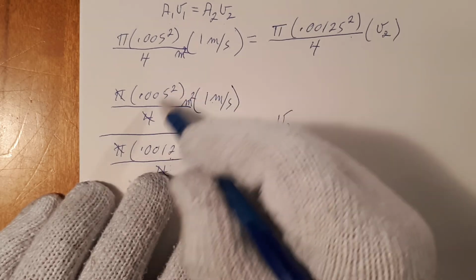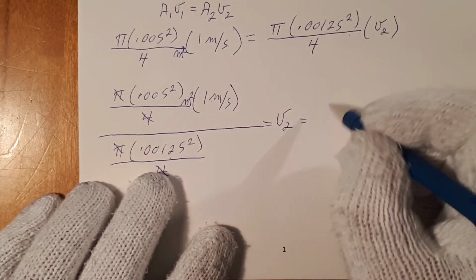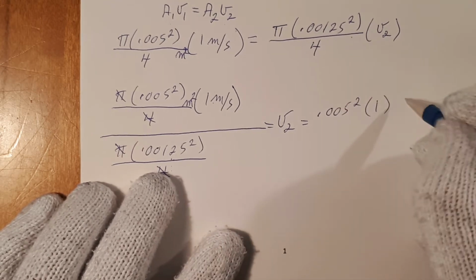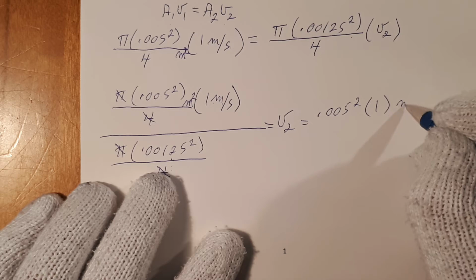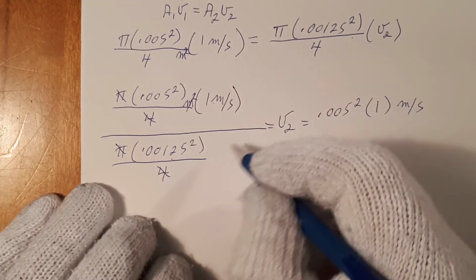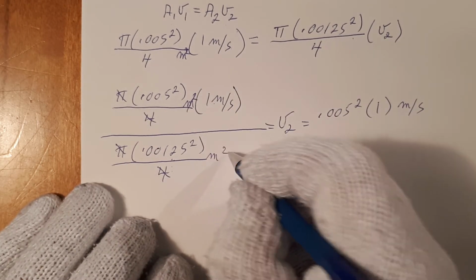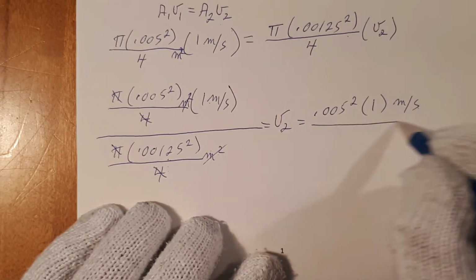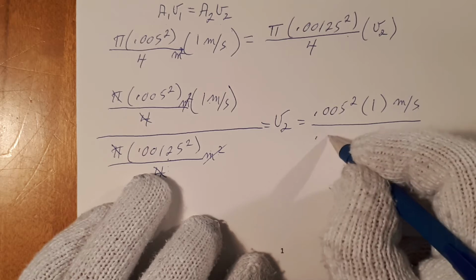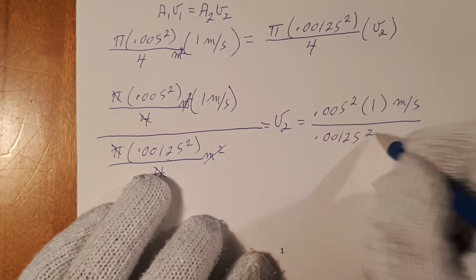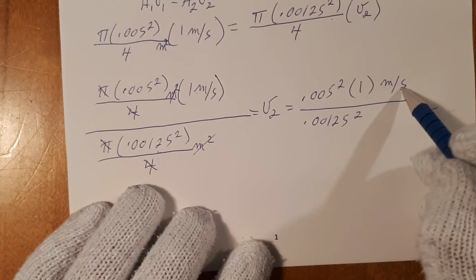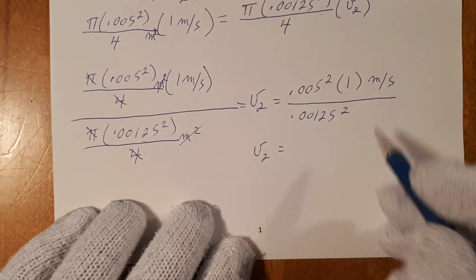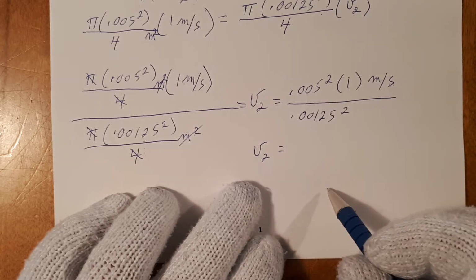Let's reduce this to 0.005 squared times 1, and the unit will be meters per second, because meter squared, this one is also meter squared. Meter squared cancel out, giving us only meters per second, divided by what's in the denominator, 0.00125 squared, and the units will be meters squared. Velocity 2 then reduces to this simple form.